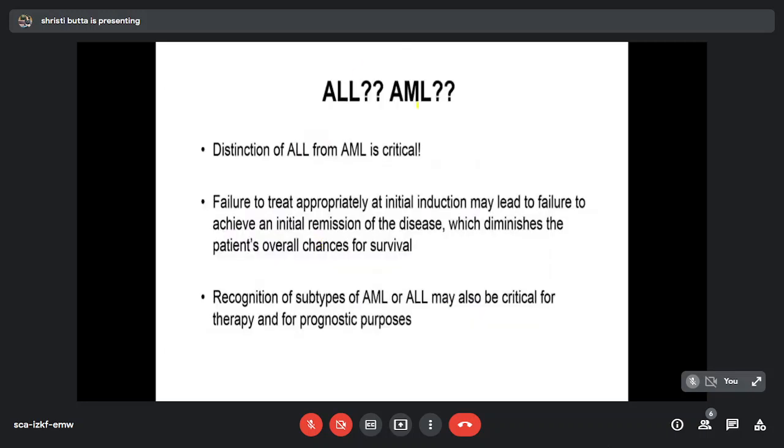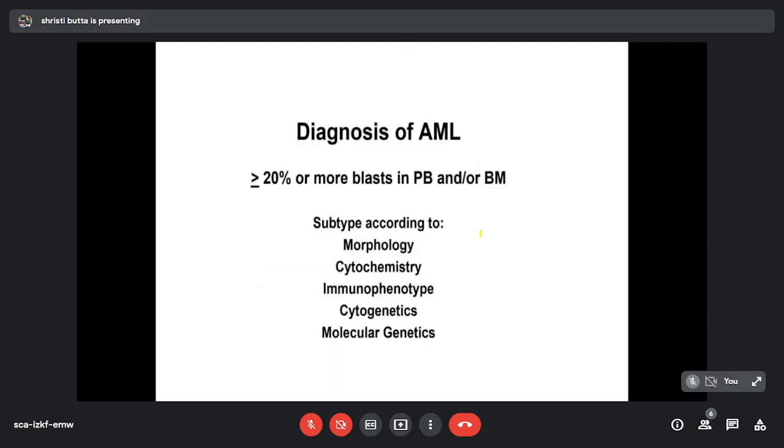But why? What is the need for the distinction? Distinction of ALL from AML is critical. Why? Because failure to treat appropriately at the initial induction may lead to failure to achieve an initial remission of the disease. So it is extremely important to differentiate an AML from an ALL. Diagnosis can be based on morphology and cytochemistry, but now what we basically need is immunophenotyping and cytogenetics.